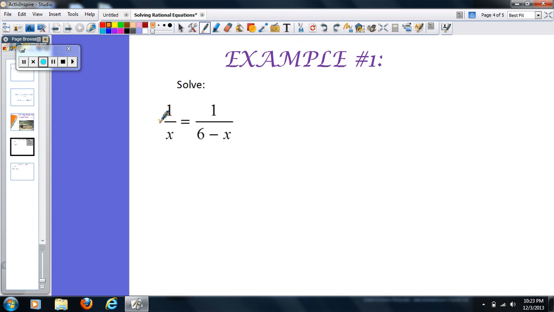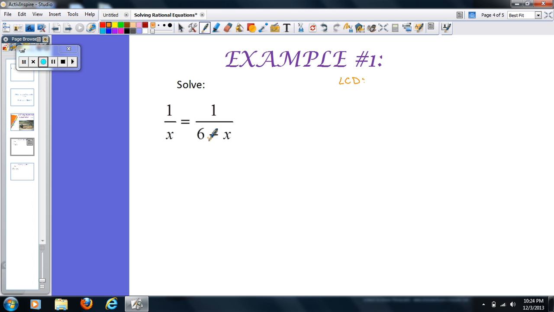All right, so we have a rational expression: 1 over x equals 1 over 6 minus x. When we do this, all we're really looking to do is get rid of the denominator and make this just a regular equation, not with fractions or rational expressions in it. So what we're going to do is find the common denominator. I'm going to look for the LCD, least common denominator.